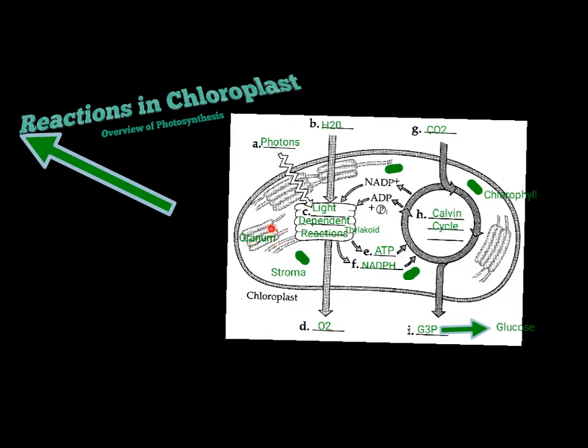A stack of thylakoids is a granum, and the chlorophyll are the green pigments that reflect green light, because this can't process green light.